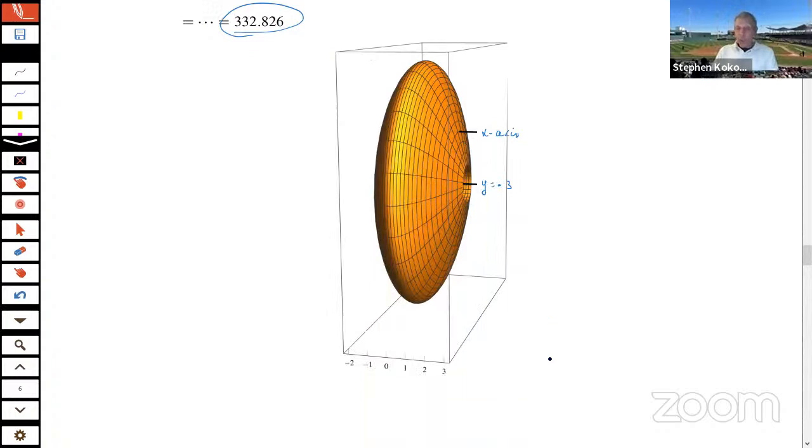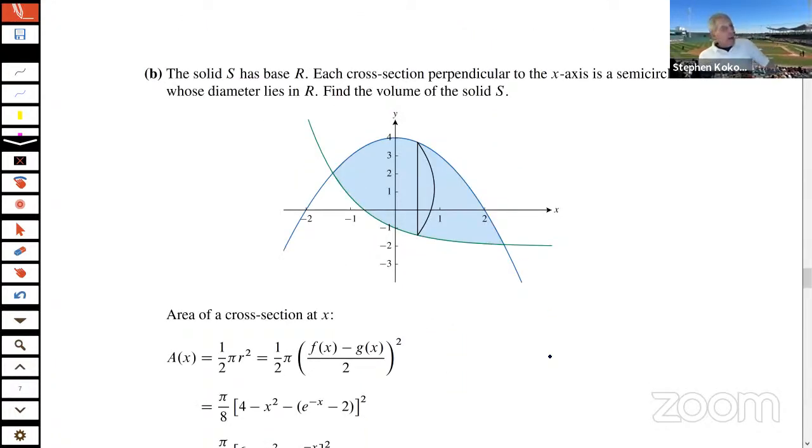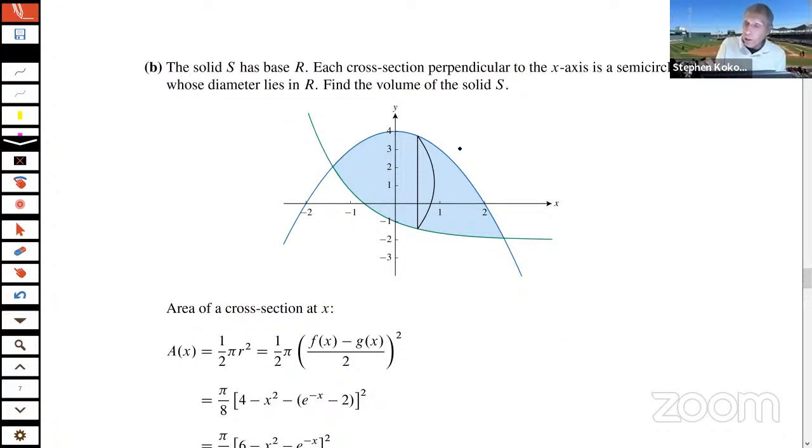All right, well, let's switch just a little bit and take a look at some other types of questions here. I'm sure you've seen these. You've been doing some of these. We have a solid S that has base R. Each cross-section perpendicular to the x-axis is a semicircle whose diameter lies in R. What's R? Well, notice this is part B to number 2. So this region R is the same one we just talked about a moment ago. So up at the top here, this is y equal 4 minus x squared, and this green curve is y equal e to the minus x minus 2.